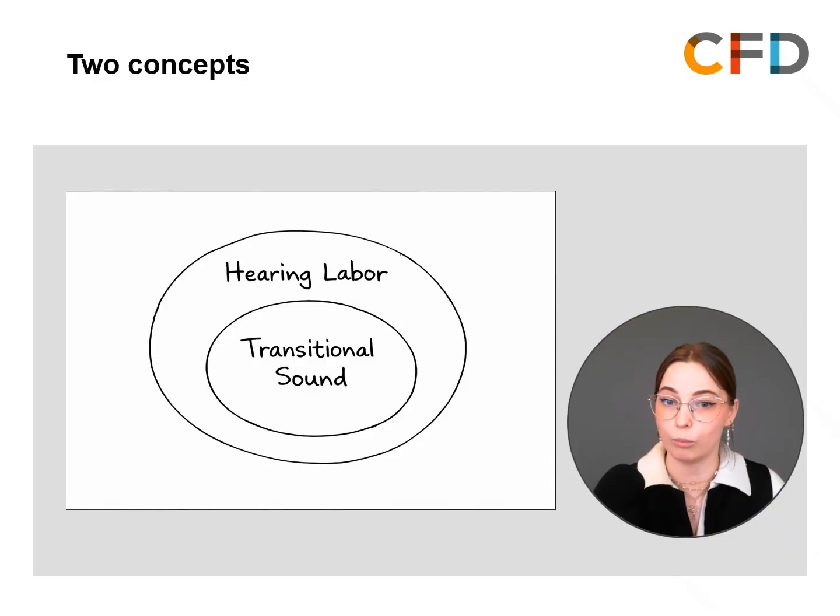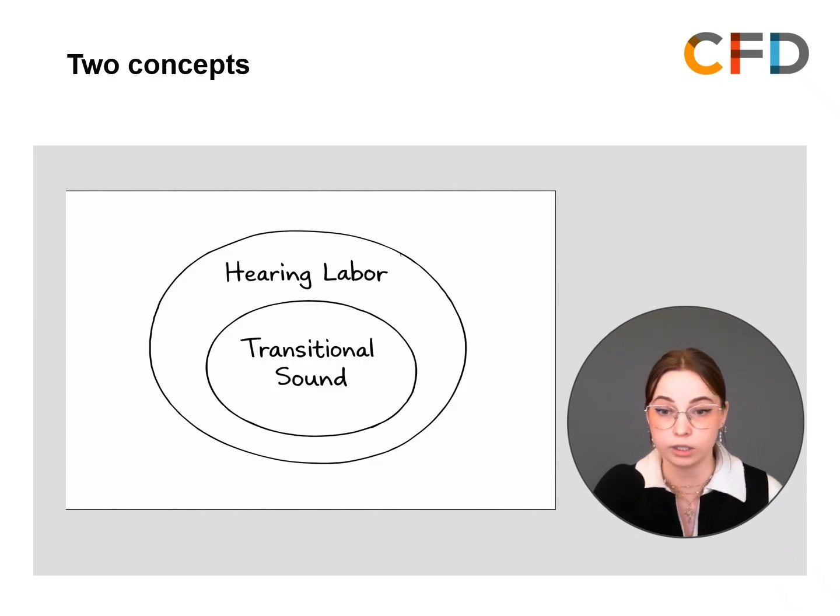And we also have a little model, which is two circles. It's a larger circle and a smaller circle inside it. In the larger circle, it says hearing labor, and in the smaller circle, it says transitional sound. It's just to show that we understand transitional sound to be one aspect of hearing labor. It's one thing amongst many that people with hearing loss usually have to work with to make their everyday lives function.